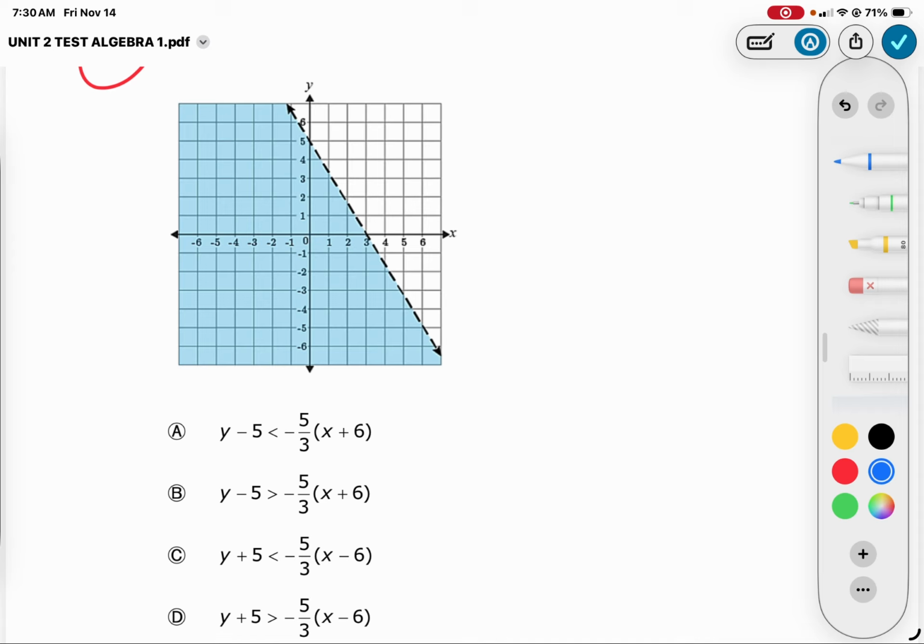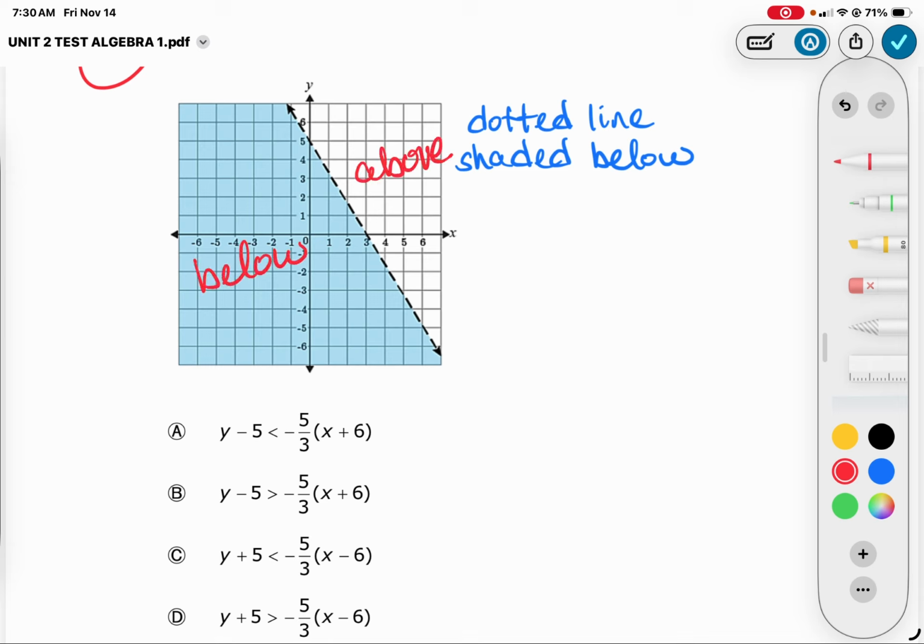it's a dotted line. So we know it's a dotted line, okay? And we can tell that it's shaded below, okay? The shading is below the line. Once again, this is below, this is above. The shading is below the line, okay?